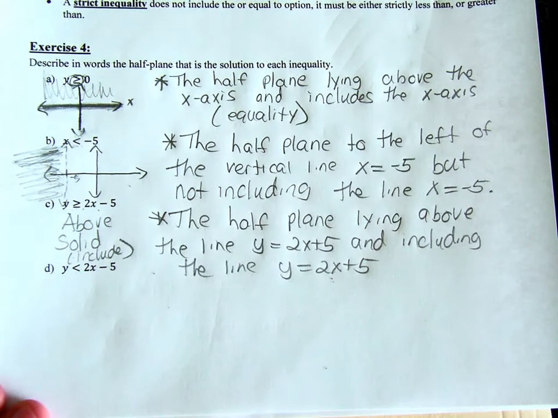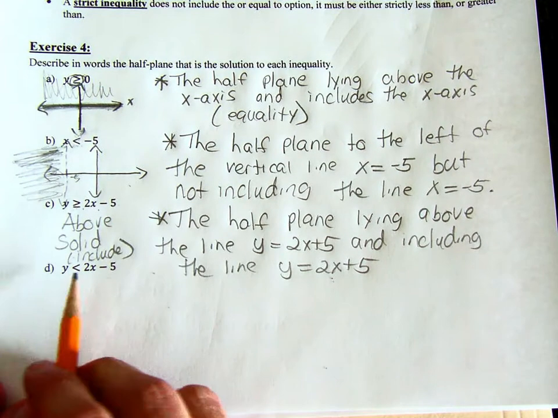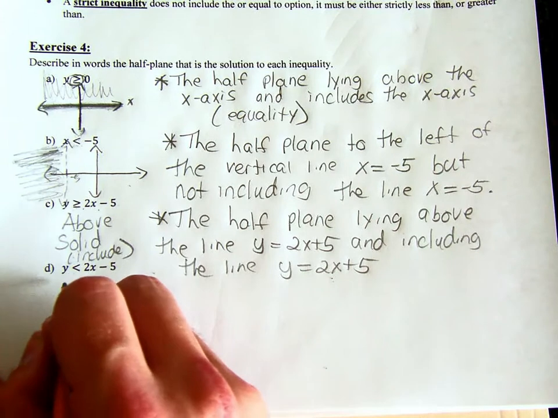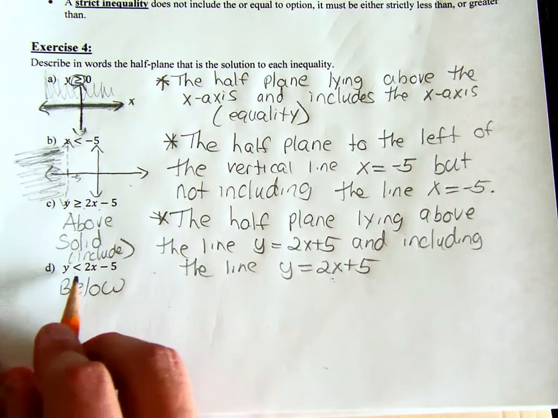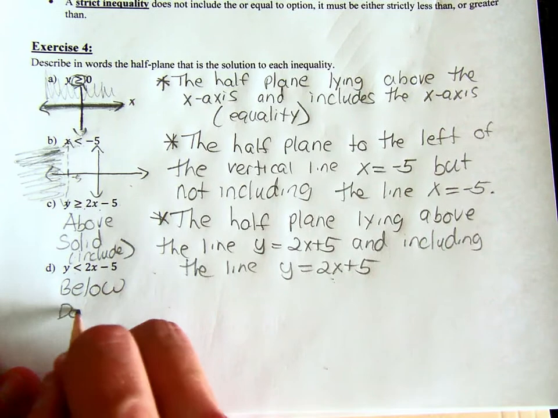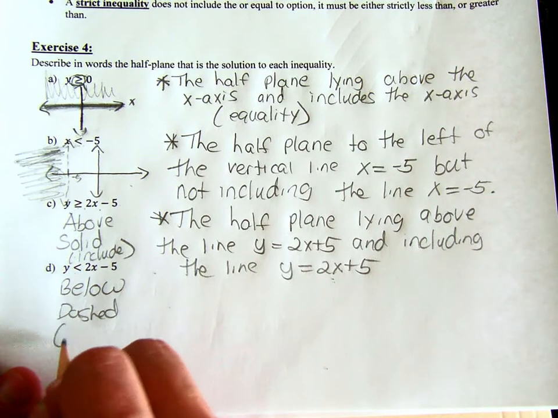Okay? But now we have less than, and we know less than is going to be below. And since we don't have equality, it's going to be a dashed line. So we're not going to include it.